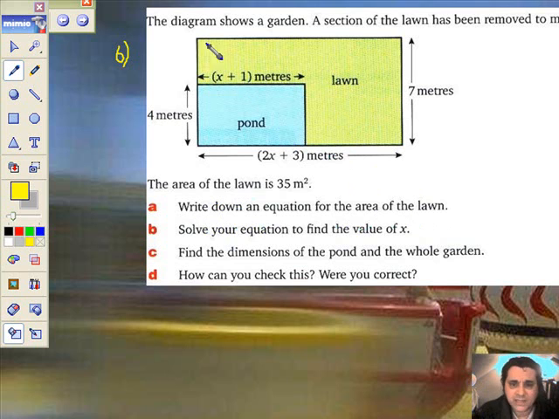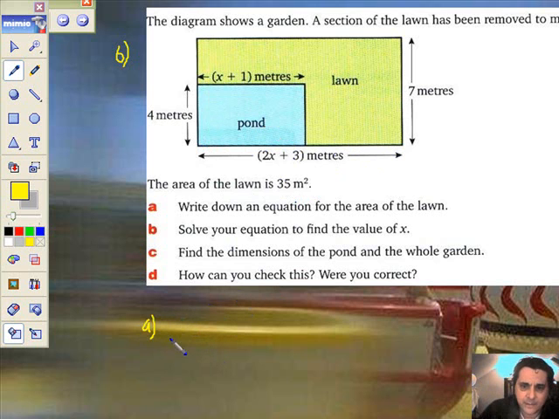Well, look, essentially the lawn is 7 times 2x plus 3, take away the area of the pond, which is 4 times x plus 1. And if you take those two bits away, you will be equal to an area of 35 meters squared. So I've got to put that in math speak. This is part A. Remember, the area of the whole garden, take away the pond, equals 35, because the 35 is the lawn.